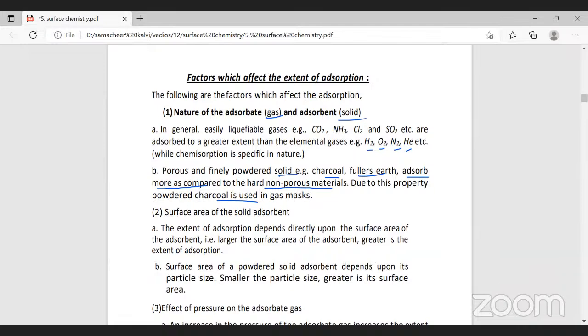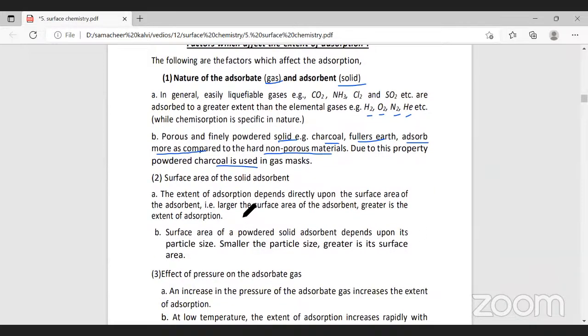Surface area of the solid adsorbent. The extent of adsorption depends directly upon the surface area of the adsorbent. So as the surface area is more, the rate of adsorption is more. Larger the surface area of adsorbent, greater is the extent of adsorption. The second factor is the surface area of the solid adsorbent. The surface area of the powdered solid adsorbent depends upon its particle size. Smaller the particle size, greater its surface area.